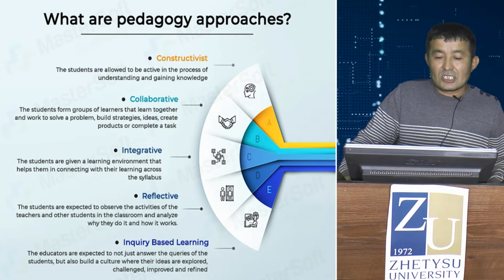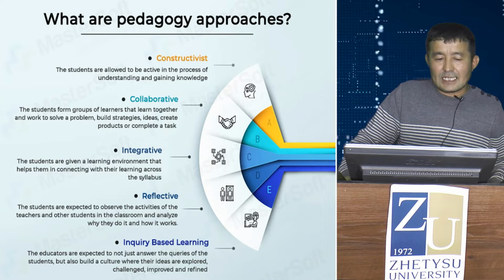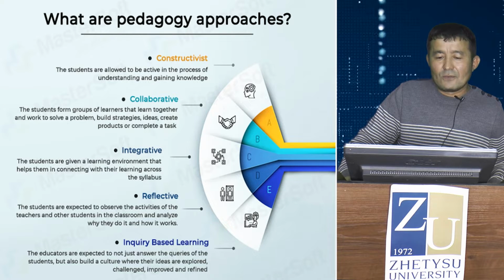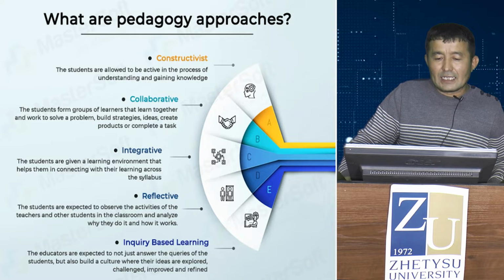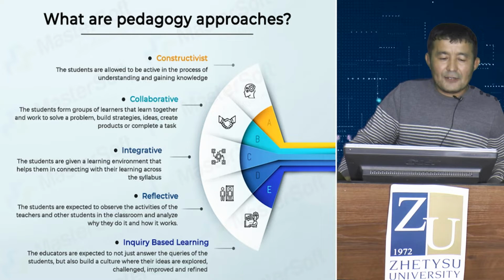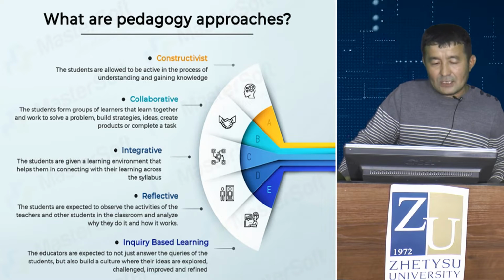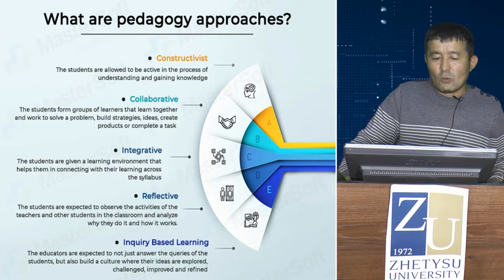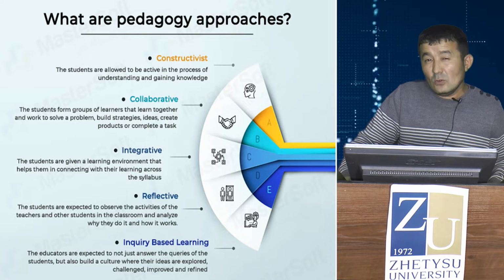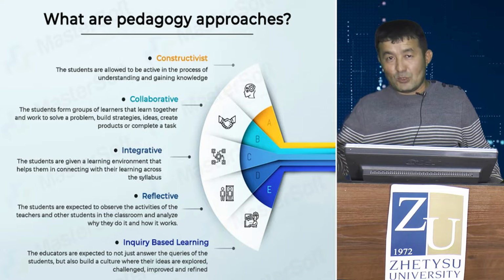Okay, next one is integrative. The students are given a learning environment that helps them in connecting with their learning across the syllabus. Okay, and reflective. Here the students are expected to observe the activities of the teachers and the other students in the classroom or analyze why they do it and how it works. So somewhere we use the word student, it's as a pupil.